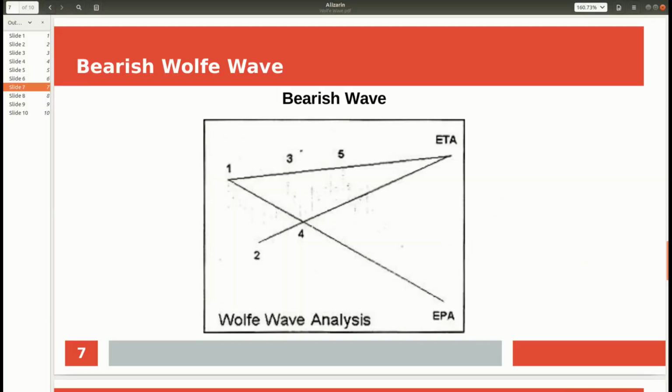The bearish Wolfe Wave structure is similar to a rising wedge or uptrend channel. The bearish Wolfe Wave is a four-leg pattern with point 1, point 3 and point 5 as the end of swing highs, with point 2 and point 4 as intermediate swing lows. The estimated time of arrival and estimated price arrival stay the same, as discussed in the case of the bullish Wolfe Wave.